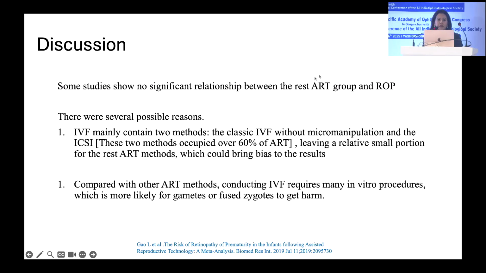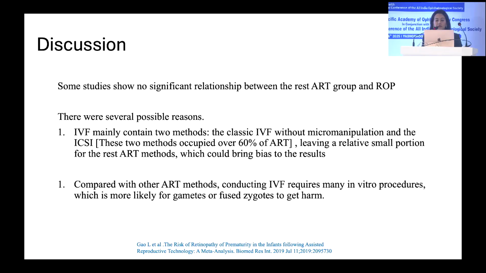This was IVF, but when you look at the rest of ART, the other forms, GIFT and IUI, the association with ROP was not really significant. This could be basically because IVF forms about 60% of ART, leaving the others as a very small percentage of the group, and this could bring a bias to the results.